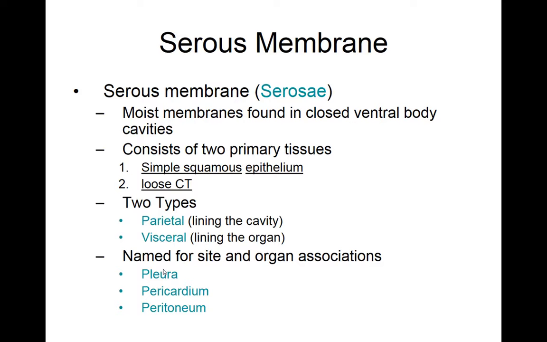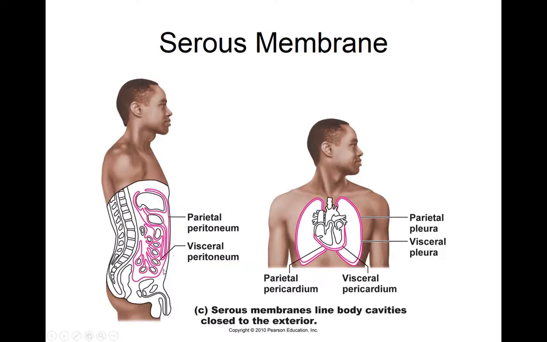The pericardium, where is that? The heart. So the parietal pericardium lines the cavity that the heart sits in. The visceral pericardium lines the heart itself, reduces friction. And lastly is the peritoneum, which is the abdominopelvic cavity. So the parietal peritoneum means it lines the cavity. The visceral peritoneum means it sits on all the organs in and on top of this abdominopelvic cavity. Right? So this is just showing you where those cavities are, which again we looked at on Monday.